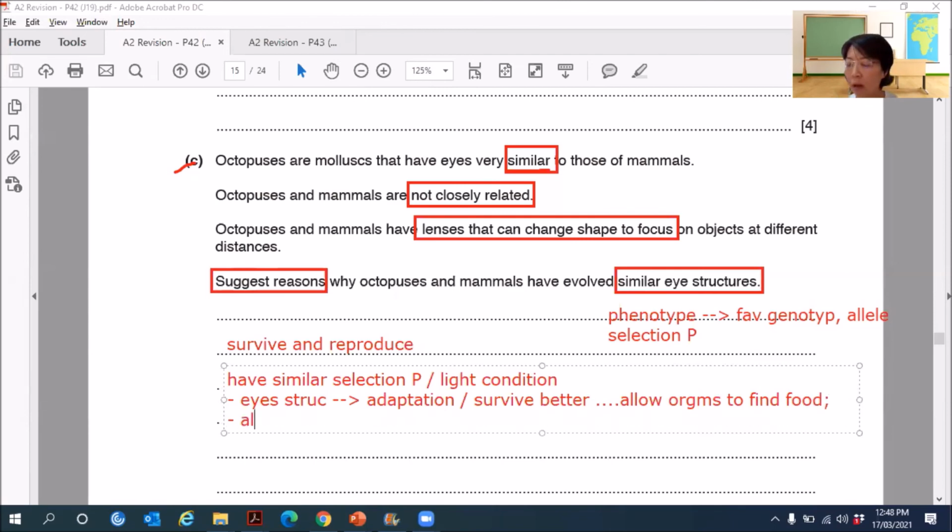And it also allows the organism to escape the predators, so they can see predators clearly and quickly hide or swim away from them. Okay, so basically these are the answers that you will be able to write. So 2 marks. Okay.